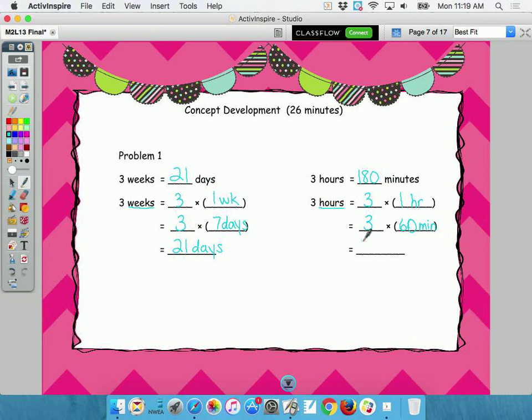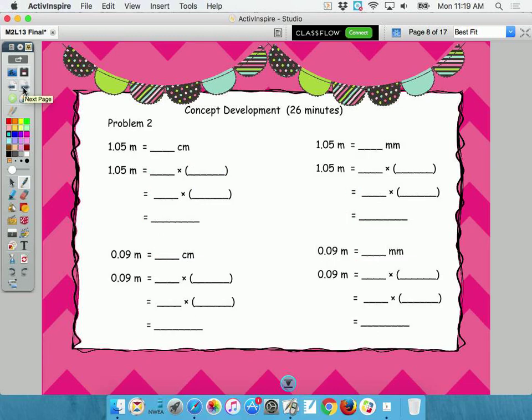So that's where I came up with 180 minutes. Okay? So that's the strategy. Now let's figure out some problems that we might not know the answer to. Okay? So turn it over to problem 2. There's several problem 2s. I don't know why it's just called problem 2. There's 6 of them. Okay?